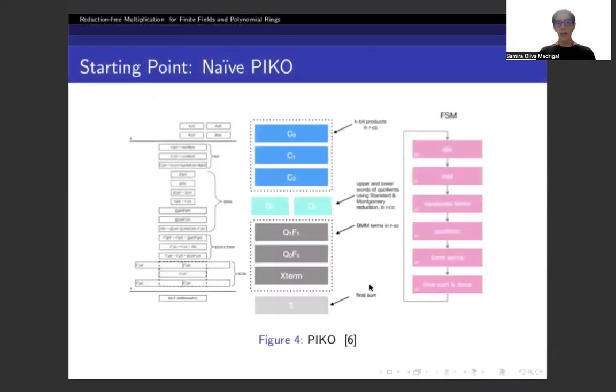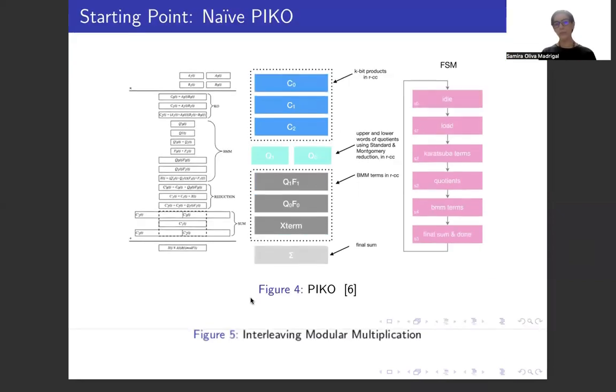Now, our starting point was a naive implementation of FIKO, where we compute the Karatsuba terms, then we do the quotients, Montgomery and the standard quotients, then we compute the bipartite reduction and the reduction terms and our final sum. And here we see a simplified finite state machine of that, and on the left, a more explicit view of the terms for FIKO. And this was not very efficient, of course. What else? How can we improve it?